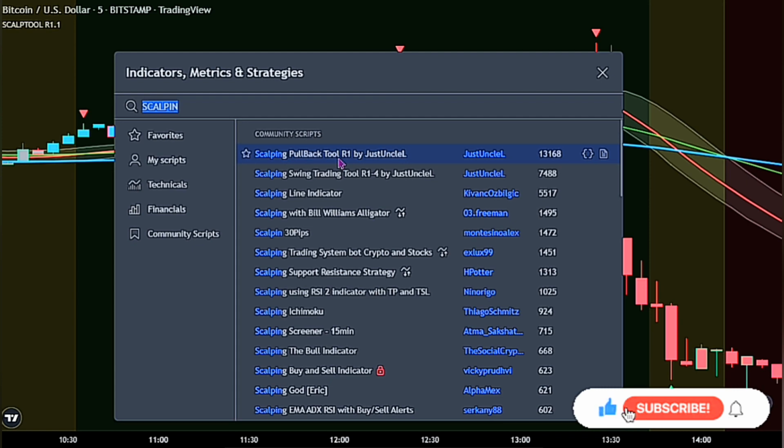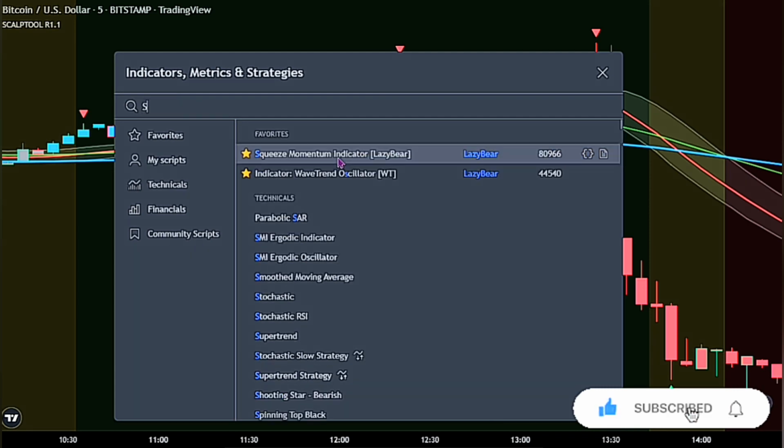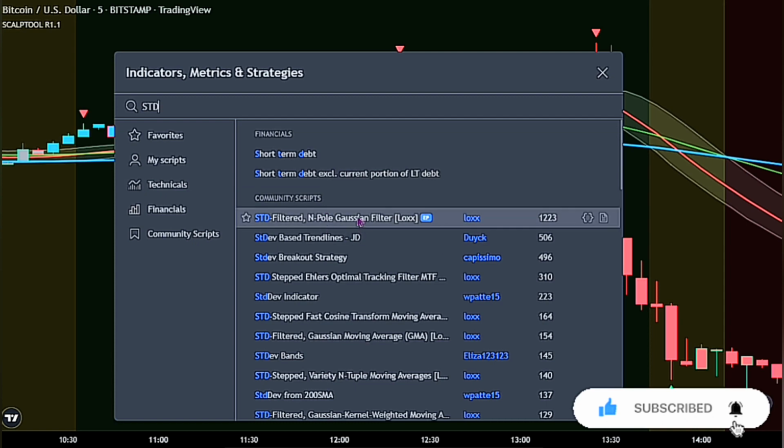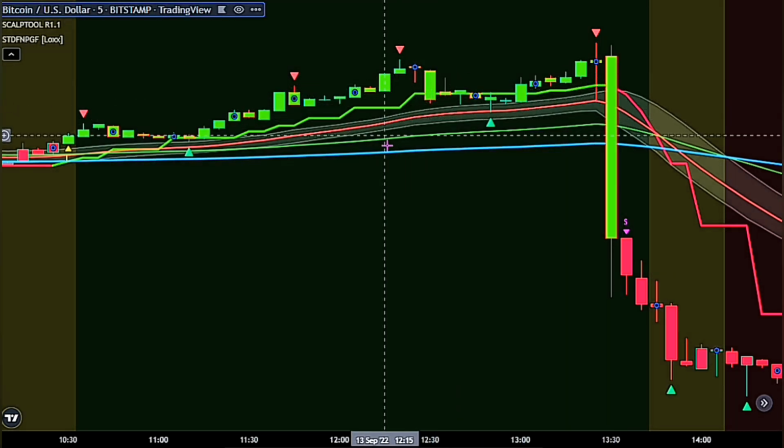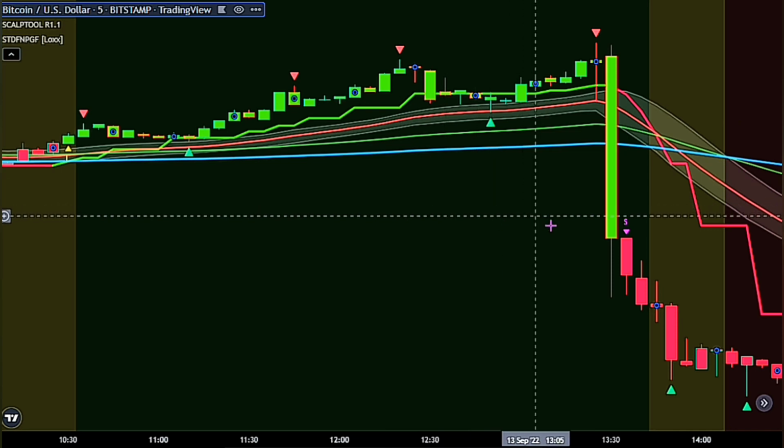in the market. And for the second indicator, we have the STD filtered and pole Gaussian filter by Lux. This is a Gaussian filter with standard deviation filtering that works for orders higher than the usual 4 poles that was originally available in Euler's Gaussian filter formulas. Because of that, it is a sort of generalized Gaussian filter that can calculate arbitrary pole Gaussian filter, which makes it a sort of a unique indicator. And for this, we will be using it as the major trade entry for this strategy.